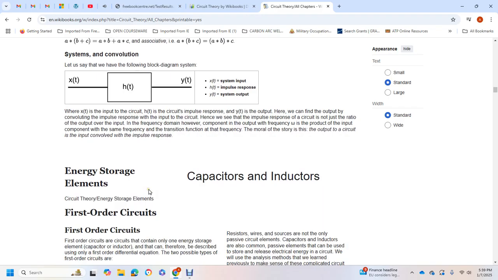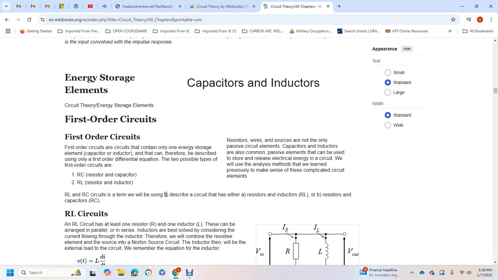Important energy storage elements: capacitors and inductors. In circuit theory, these are energy storage elements. First order circuits. Let's look at capacitors and inductors. Resistors and sources are not the only passive circuit elements. Capacitors and inductors are also common passive elements that can be used to store and release electrical energy in a circuit. We use the analysis methods we've learned previously to make sense of these more complicated circuit elements.